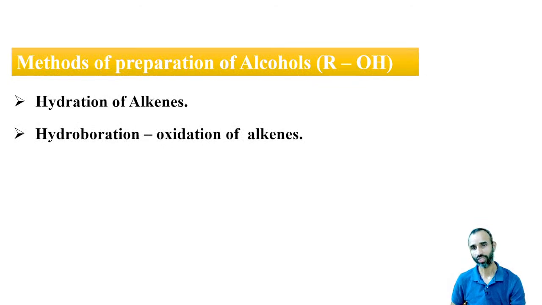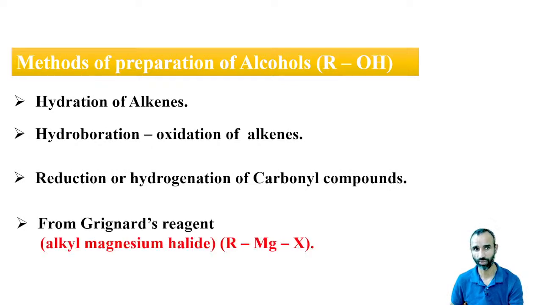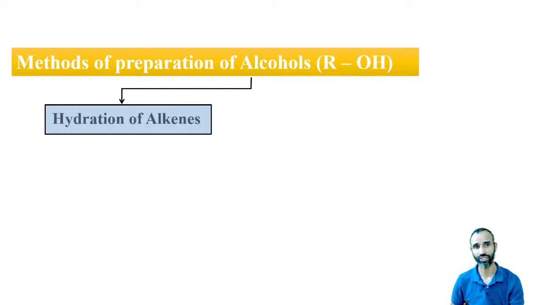So first is preparation of alcohol. First is hydration of alkenes. Then hydroboration, oxidation of alkenes. That is very important. Then reduction or hydrogenation of carbonyl compounds and preparation from Grignard reagents.